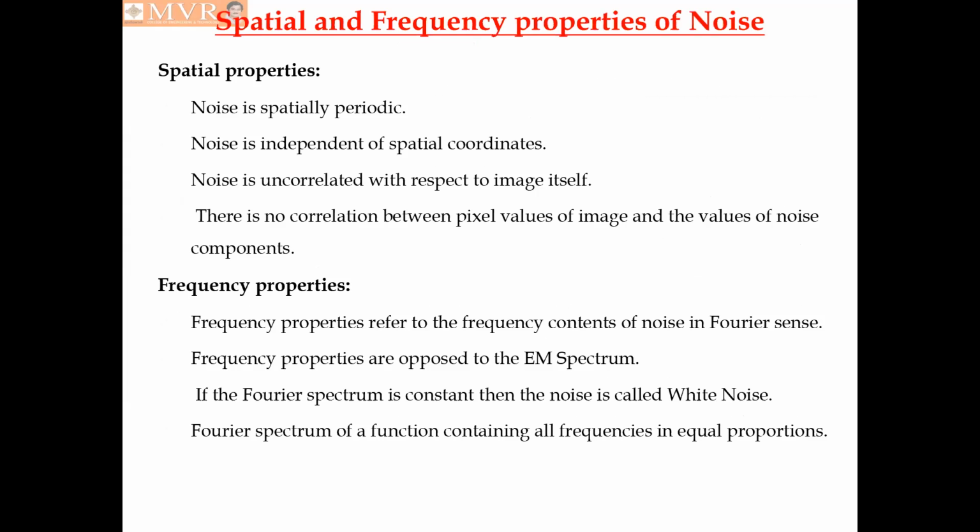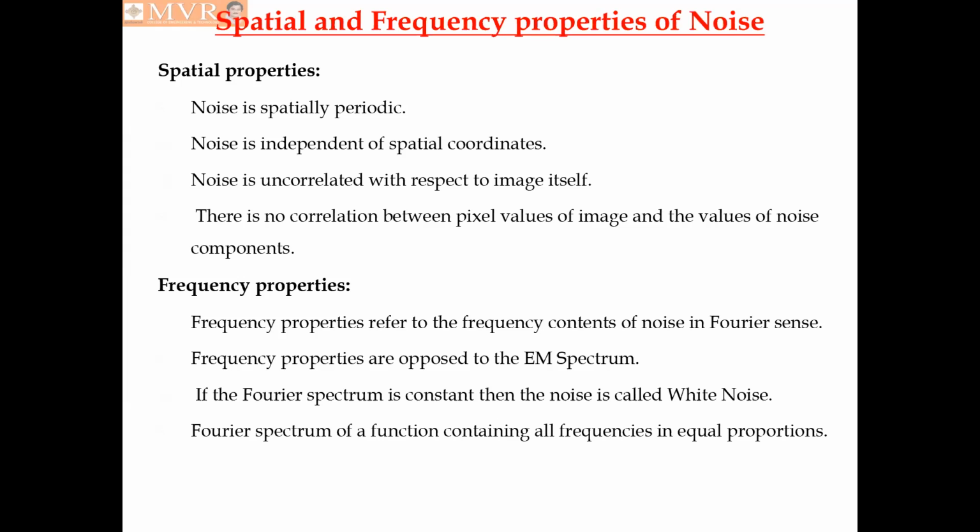In spatial properties, noise is said to be spatially periodic, and the noise is independent of the spatial coordinates x comma y. And the noise is uncorrelated with respect to the image itself; there is no correlation between the pixel values of an image and the values of the noise components in the spatial domain.